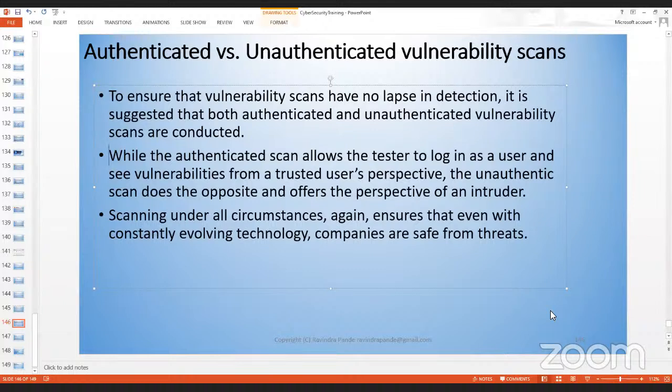Can anybody tell me in their own words why do you hire ethical hackers? Just give it a try. These are really important questions from an interview perspective. Why do we hire ethical hackers? Anybody? Give it a try, please.